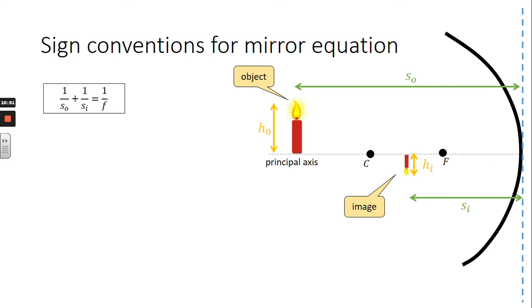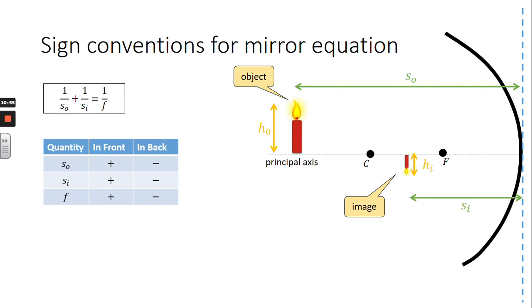So some sign conventions for the mirror equation. That's the last thing we need to talk about. If the quantity is in front of the mirror, it is positive, and if it is in back of the mirror, it is negative. Now, what is the front of the mirror and what is the back of the mirror is arbitrary. So I'm going to choose the front of the mirror to be the side of the mirror that the object is on, and the back of the mirror is the other side of the mirror where the object isn't.